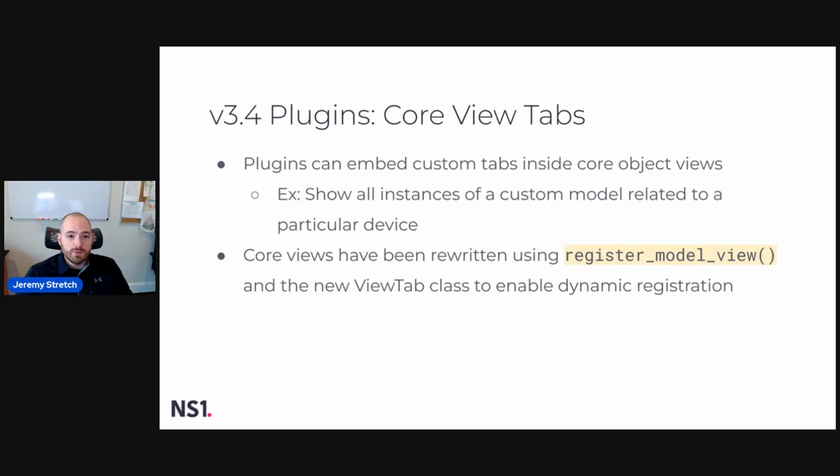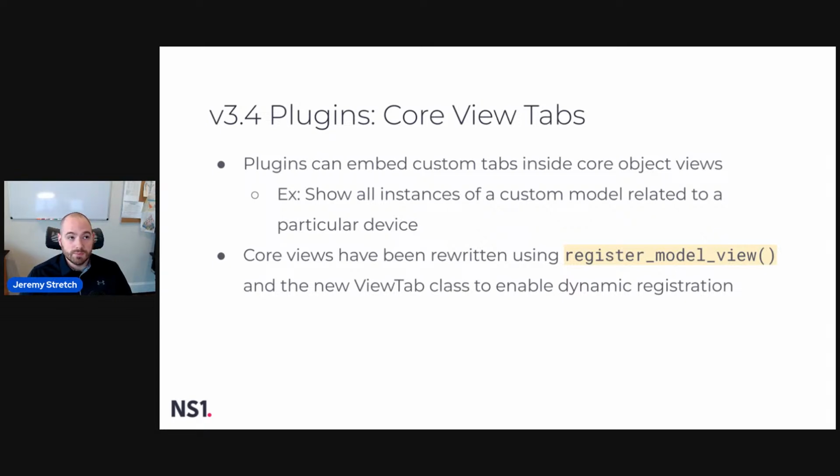Next up is core view tabs. This is the ability to embed a custom tab for a plugin view within a core view. So for example, if you go to look at a device in Netbox, you're going to see several tabs. The first tab is just about the device details itself. You'll see changelog and journal, like on many other objects, and then you'll see tabs for interfaces and power ports and console ports, etc.